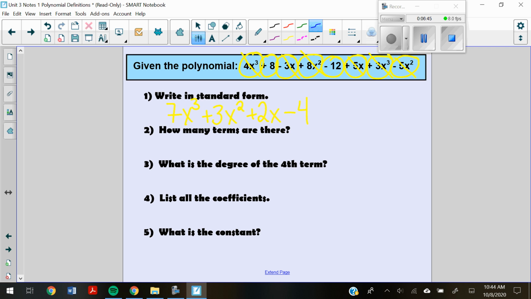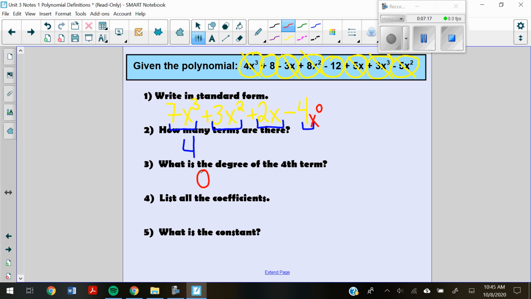All right, how many terms are there? When I do this, I'm looking at how it's broken up between the pluses and minuses. So I count 4 terms here. Okay. What's the degree of the 4th term? The 4th term is my constant, so there's no variable there. If there was a variable, it would have a 0 power. So my 4th term's degree is 0. That's the only way my variable goes away.